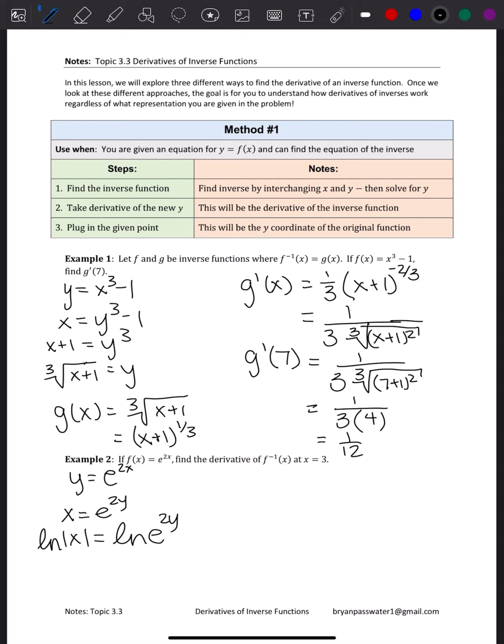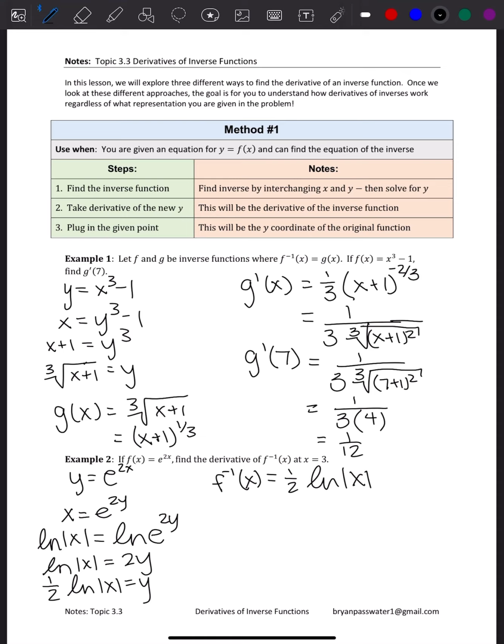Because e and natural log are the inverses of each other, we are left with whatever is in that exponent, and that exponent happens to be 2y, and then I'm going to divide by 2 or multiply by 1/2. So I have 1/2 natural log of the absolute value of x equals y. So what I'm going to do now is take the derivative of this. We now know that f inverse of x is equal to 1/2 of the natural log of the absolute value of x.